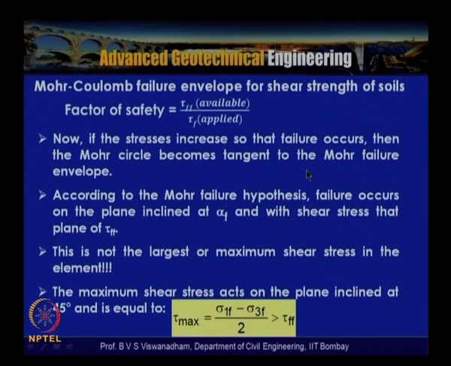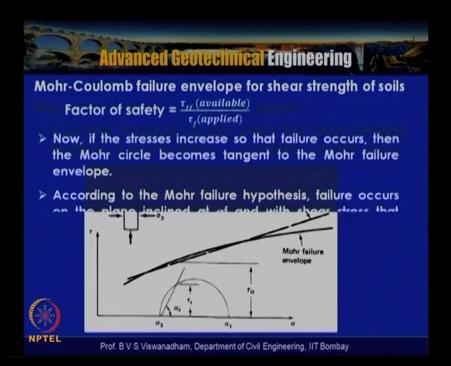So this is not the largest or maximum shear stress in the element. So tau f is actually less than tau max, but the maximum shear stress acts on the plane inclined at 45 degrees and is equal to tau max = (sigma 1 minus sigma 3 f) by 2.